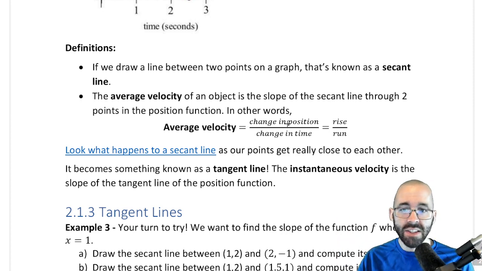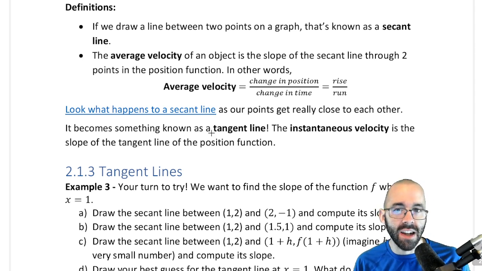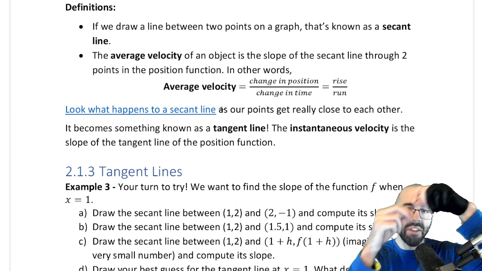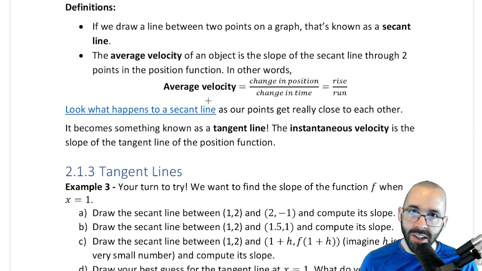So this is what we've got, and this is where we're going to go into in the next video with something known as a tangent line, okay? If the points in the secant line get really close together, that gives us the equation of a tangent line. Tangent lines will be super important, so stay tuned. You won't want to miss it.